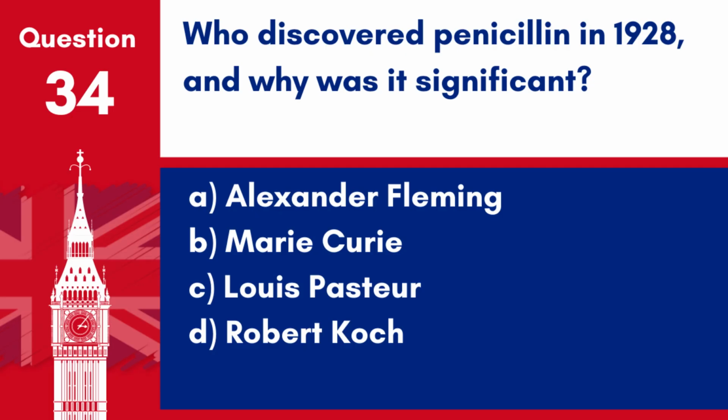A. Alexander Fleming. B. Marie Curie. C. Louis Pasteur. D. Robert Koch. Answer. A. Alexander Fleming. Alexander Fleming discovered penicillin in 1928, a breakthrough that led to the development of antibiotics, revolutionizing the treatment of bacterial infections and saving countless lives.